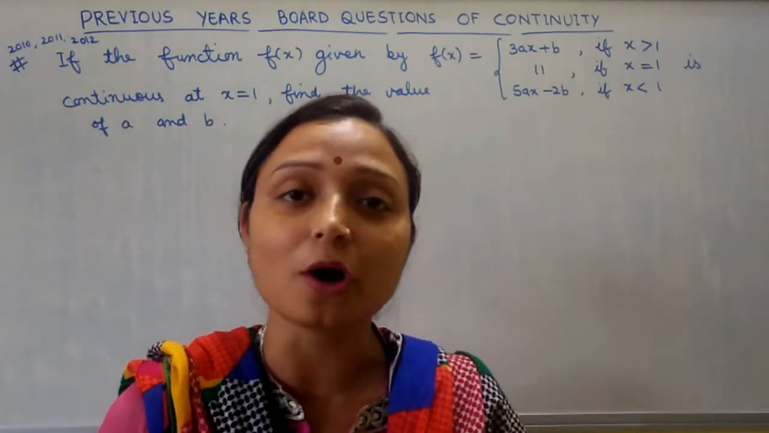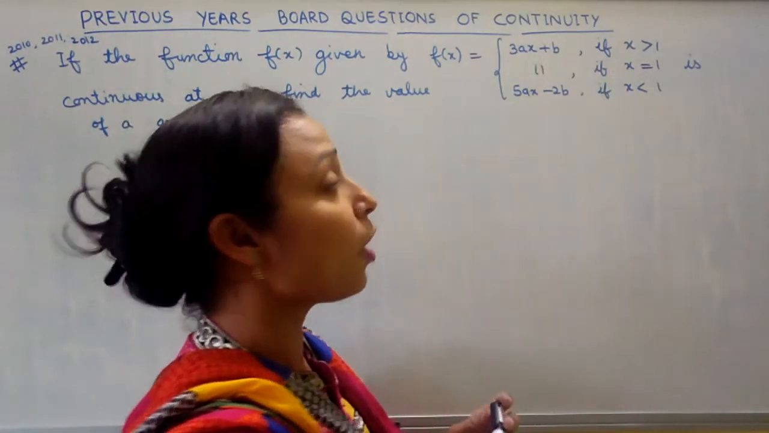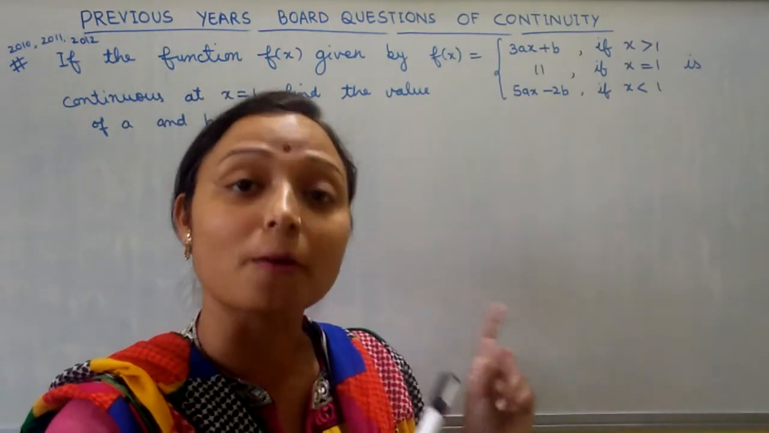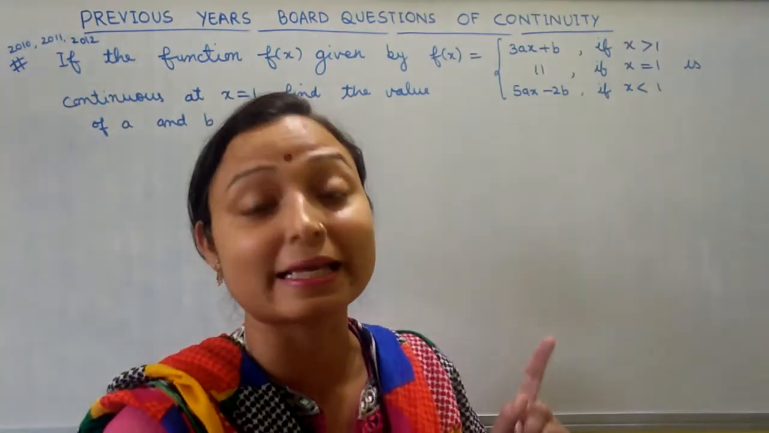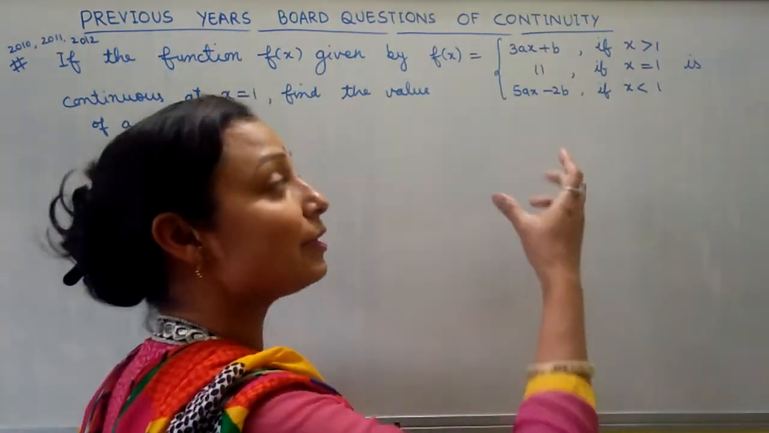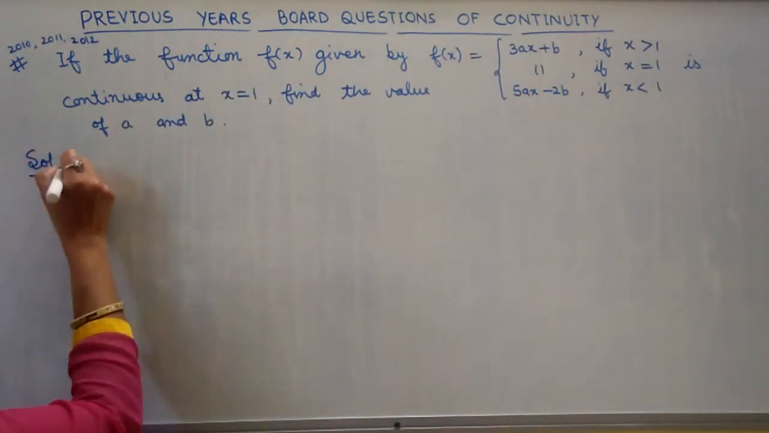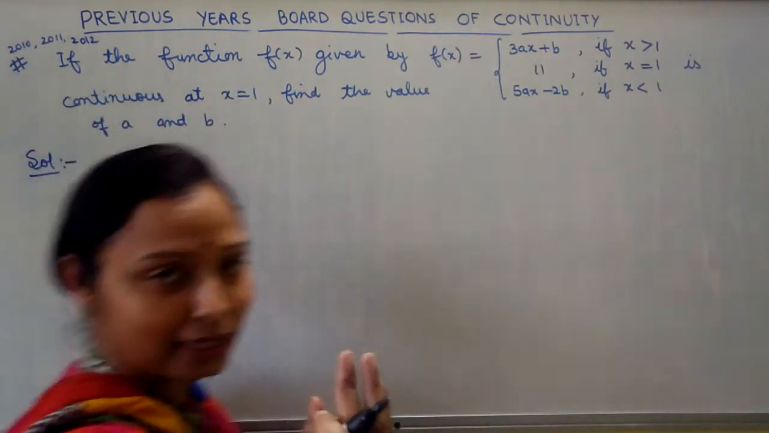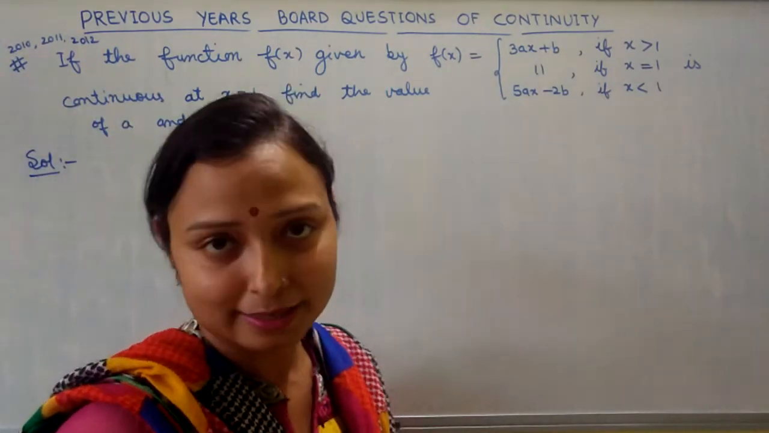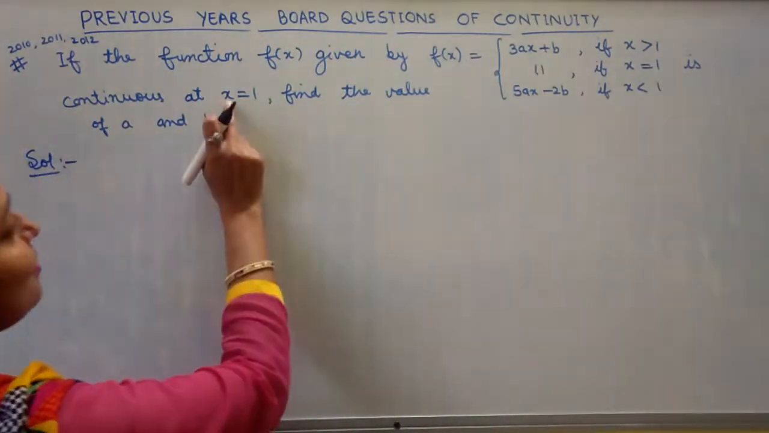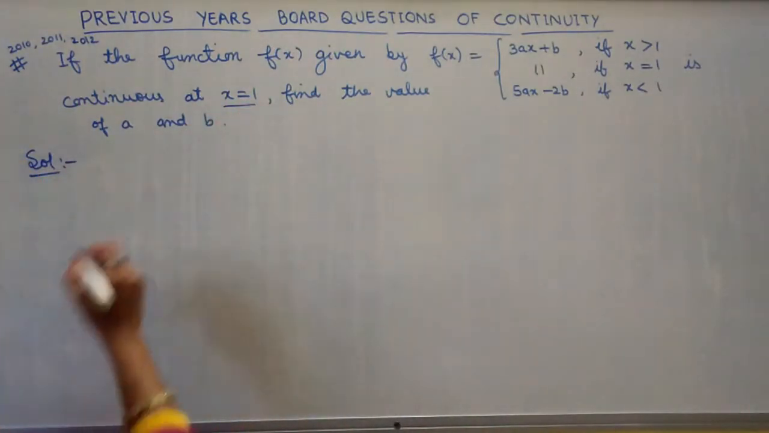The most important thing about this question is that it is from your NCERT book, exercise 5.1. So I will do this question for all of you. It is the first question which comes 3 times in the board exam from the NCERT book. Okay, so let's do the question. The question says that f is continuous at x equals 1.